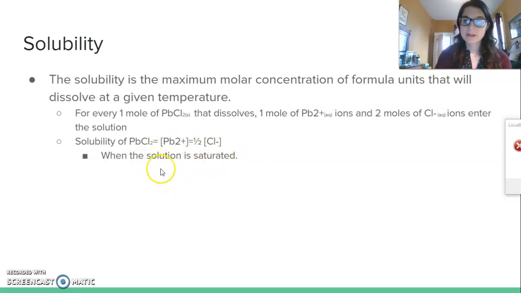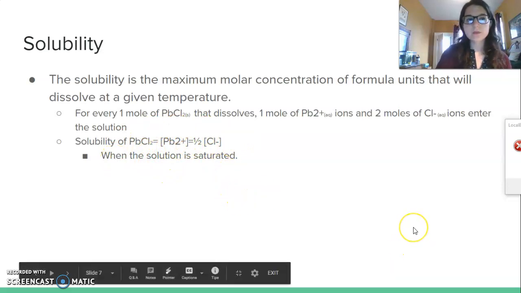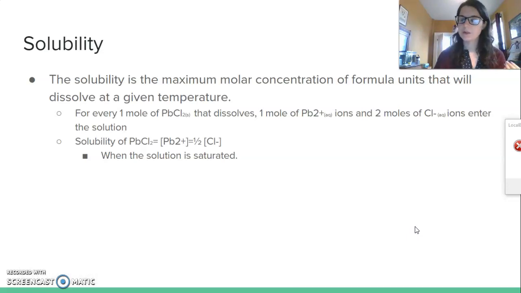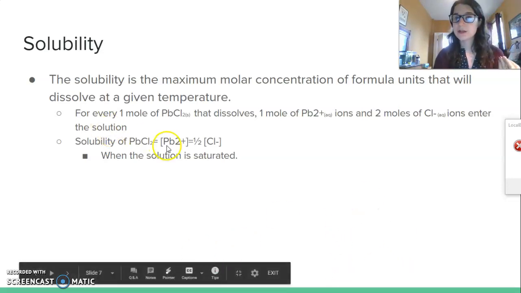Again, this describes the concentrations when the solution is saturated. Solubility describes the concentration, whereas Ksp is the equilibrium expression for solutions. So you can solve for Ksp given the solubility of a substance, and you can also use the Ksp to find the solubility, because both of these values relate to the concentration of the ions that are in a solution.